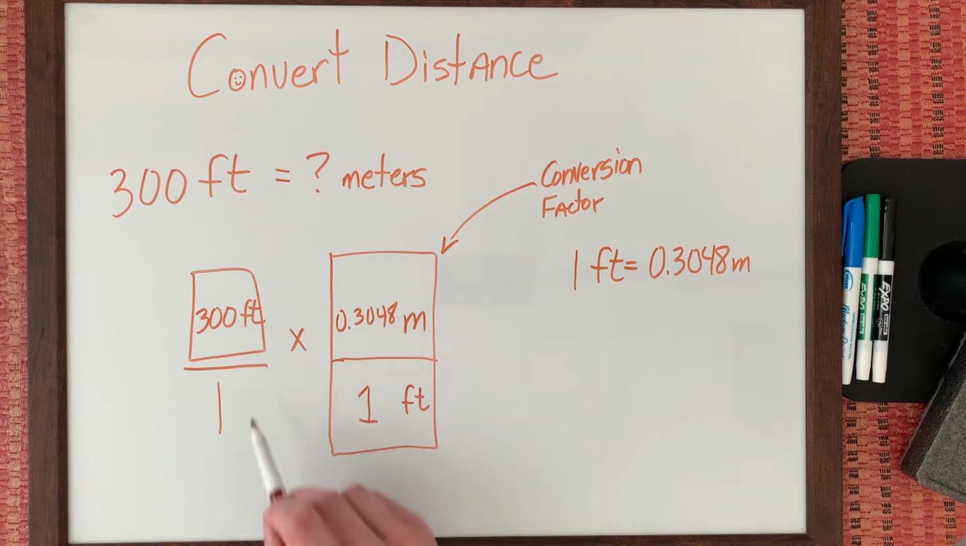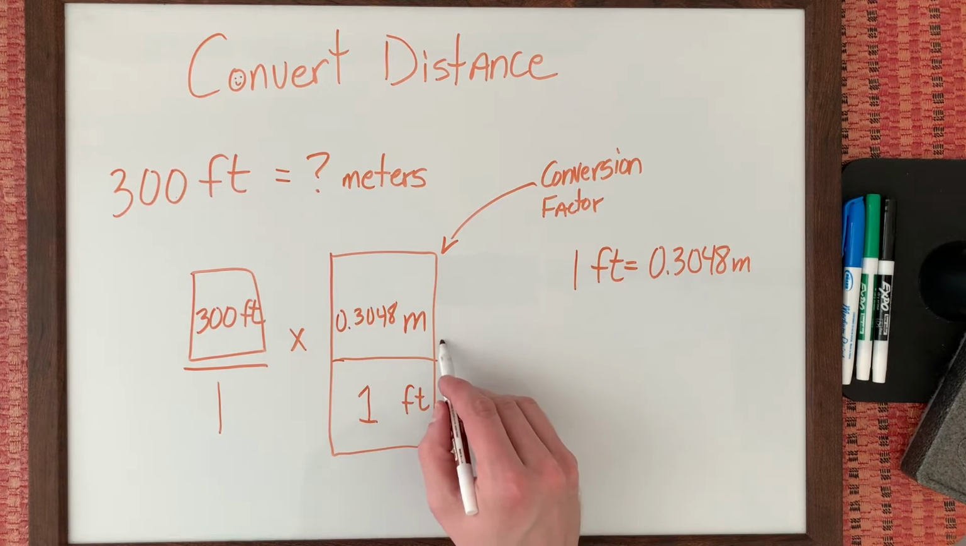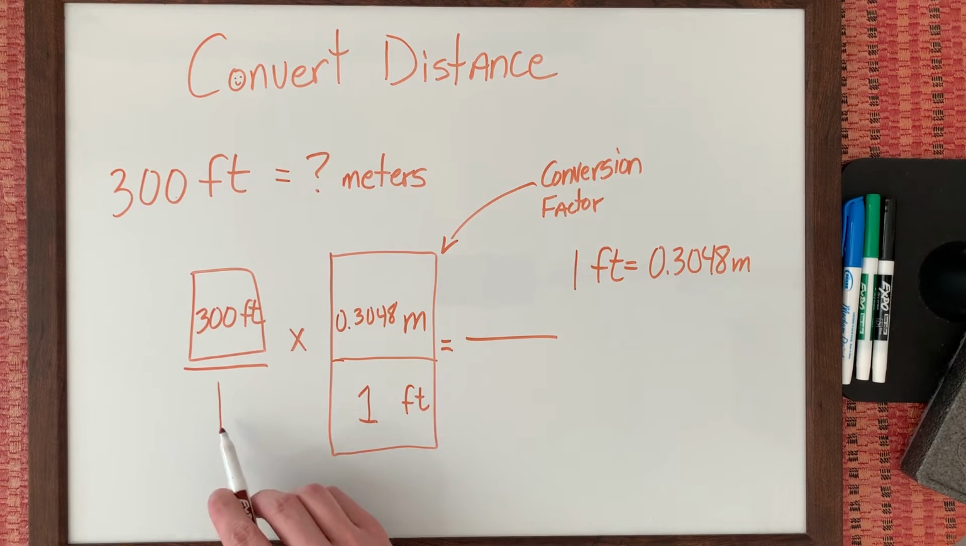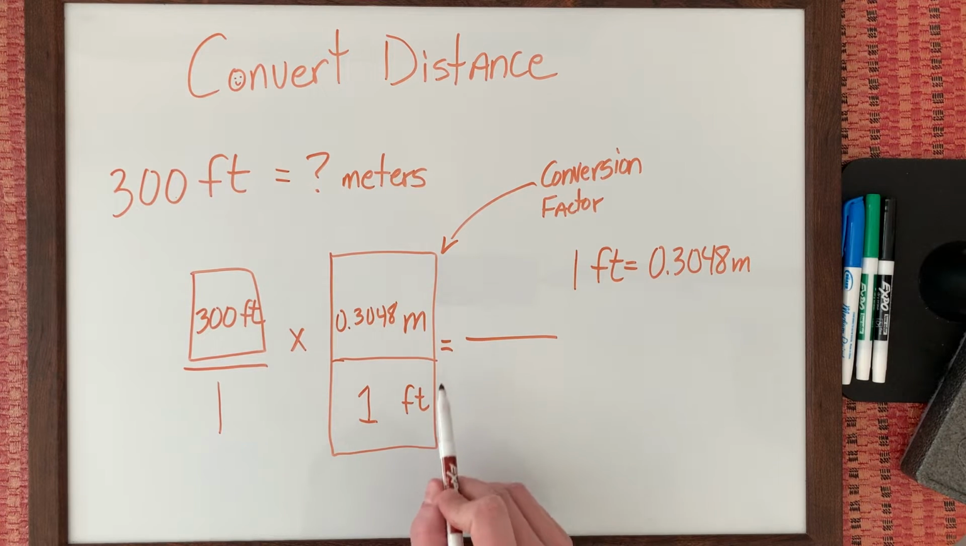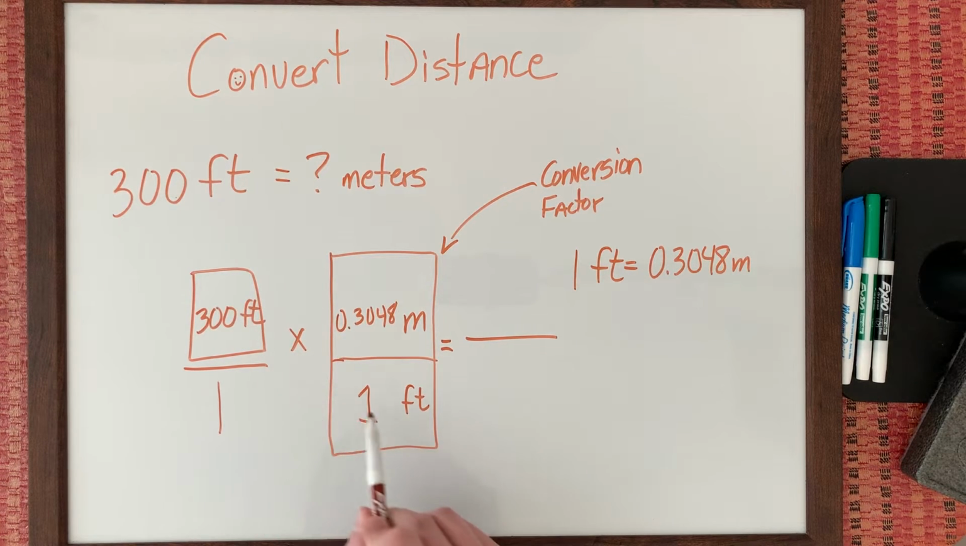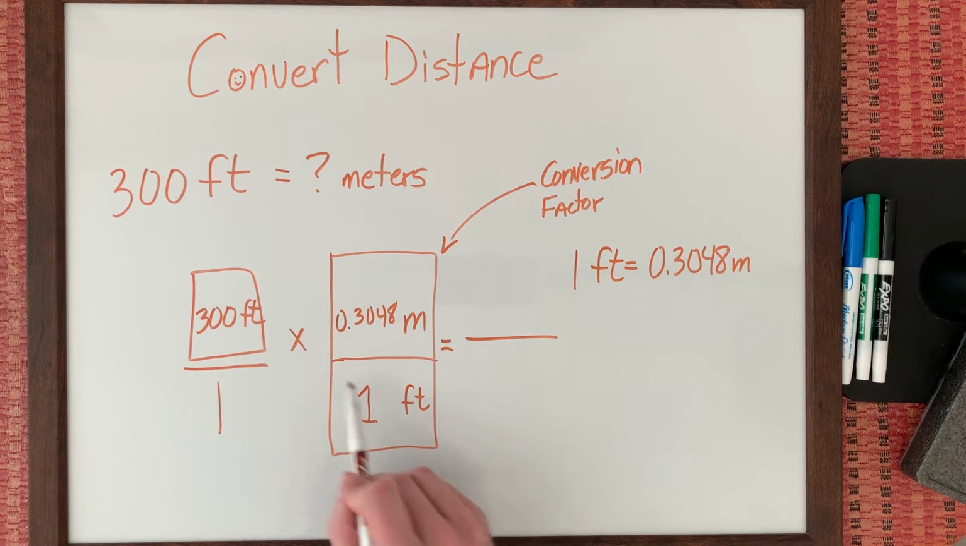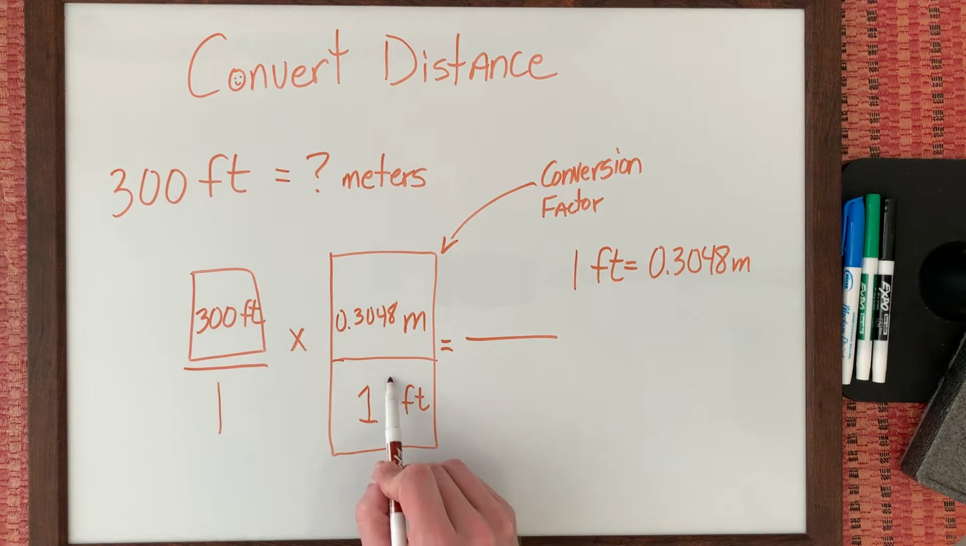We have filled out all the information, and now what we're going to do is multiply the numbers straight across the top, and we're going to multiply the numbers straight across the bottom. There's one more important feature to talk about, and that is, why did we put the same units diagonal from each other? The reason is because when you multiply fractions, if you have units that are diagonal and are the same, they will cancel each other out.